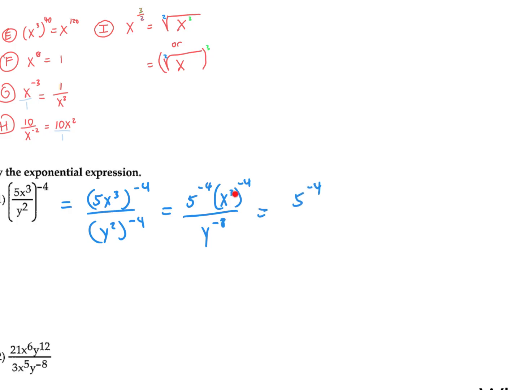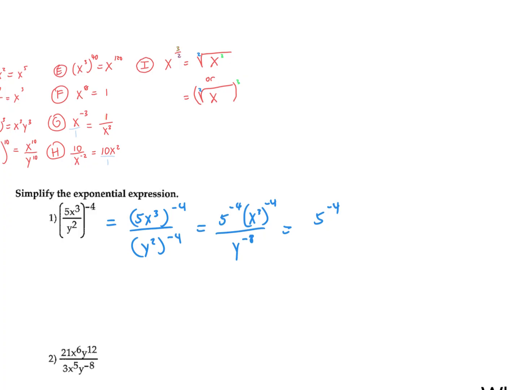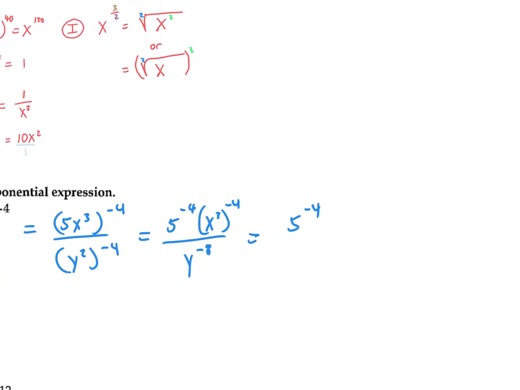And what does this remind us of? This is a power raised to another power. As I had mentioned before, that is indeed rule letter E. So we are going to be multiplying these exponents. So that's going to become x to the negative 12 all over y to the negative 8.